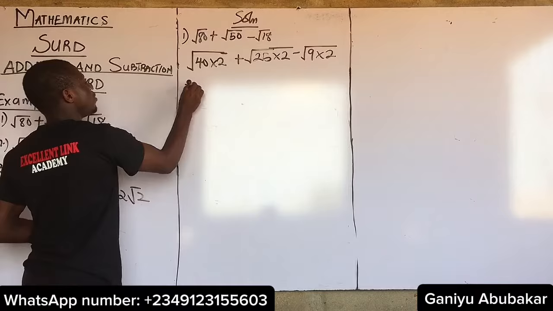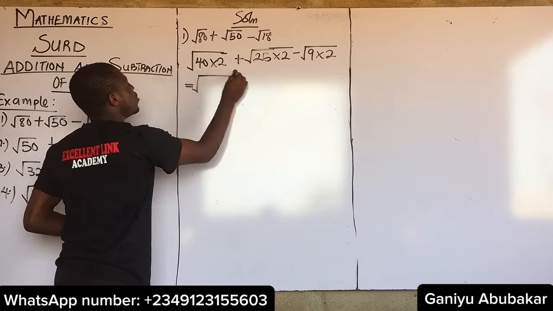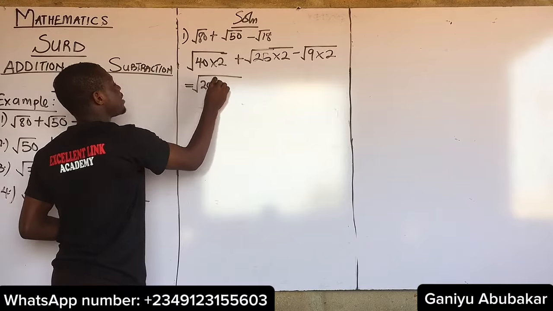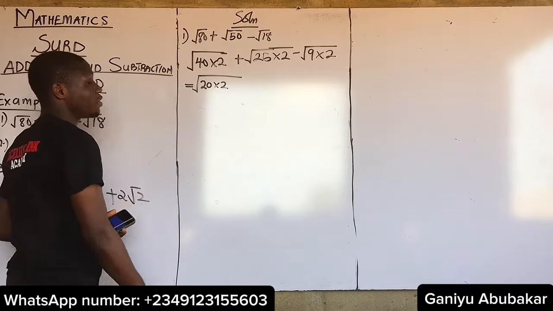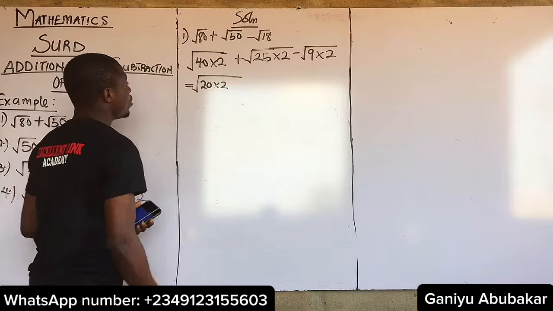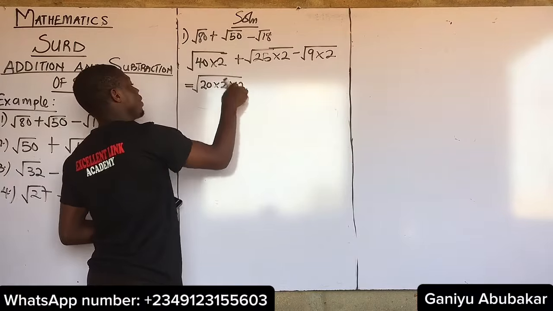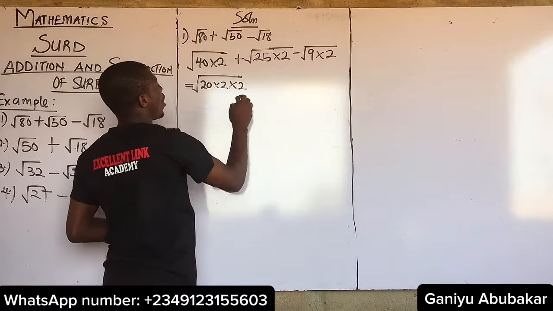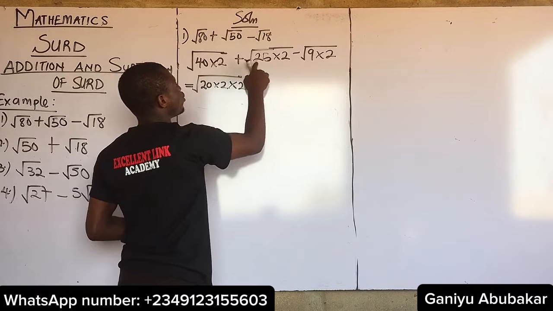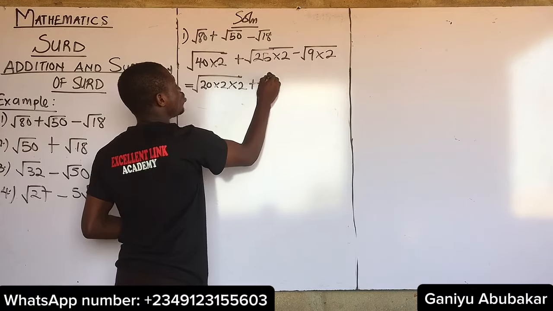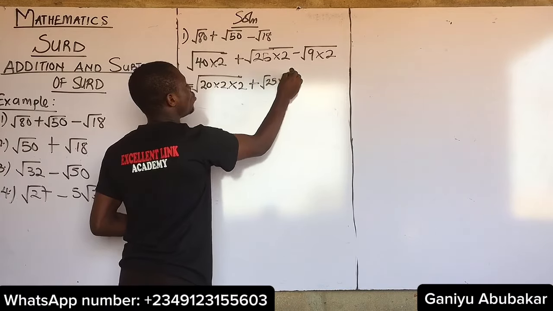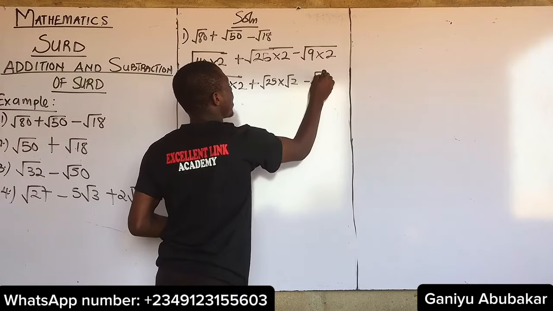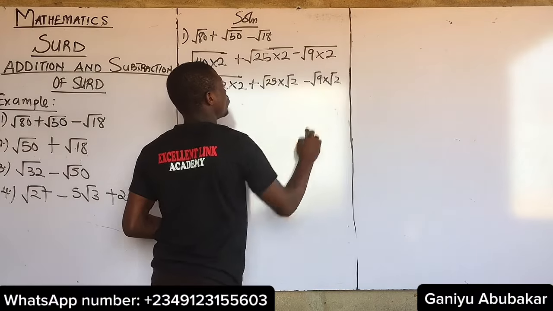Proceeding. From here again, this is root 40, and 20 times 2 will give 40. Back here again, observe what I'm doing, please. Plus this can be broken down as root 25 times root 2 for this one here. So minus what there? Root 9 times root 2.